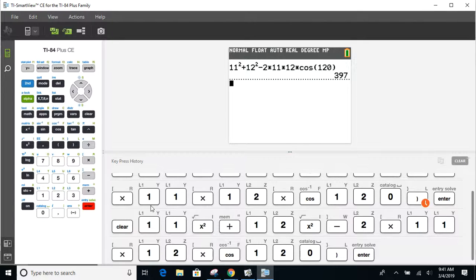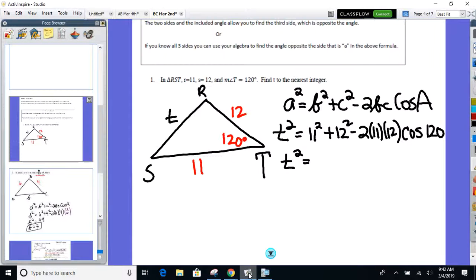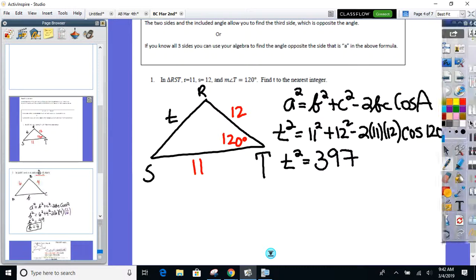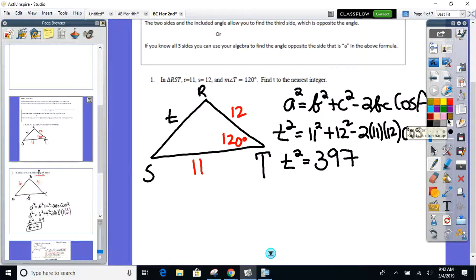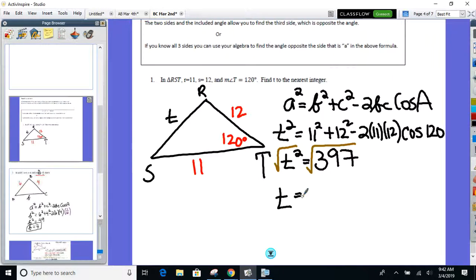397, that seems pretty large for a side. It's not my side, right? What's 397 equal to? T squared. We're not at T yet. Now to finish it up on both sides. What do I need to do here? Take the square root of both sides. Look up at the rounding directions and make sure I round to the nearest integer.